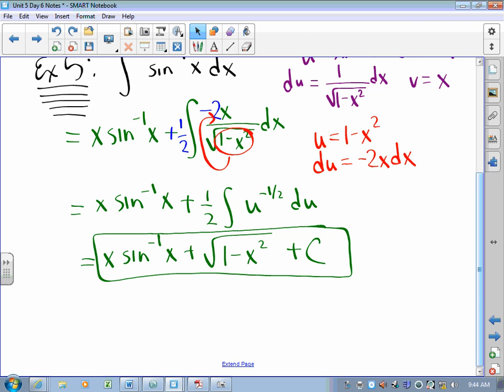Golly! Not the kind of thing I would memorize. It's not worth it to memorize that, but it's very much worth it to know how to come up with that integral using integration by parts.